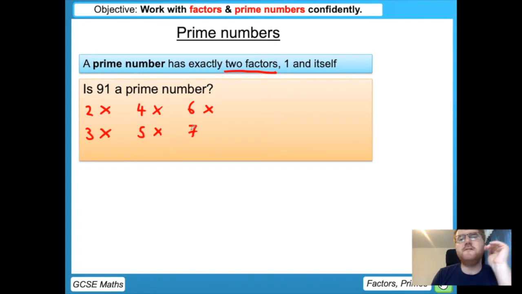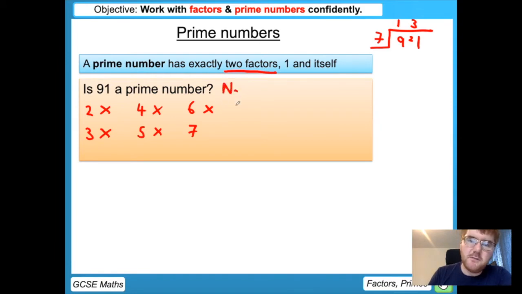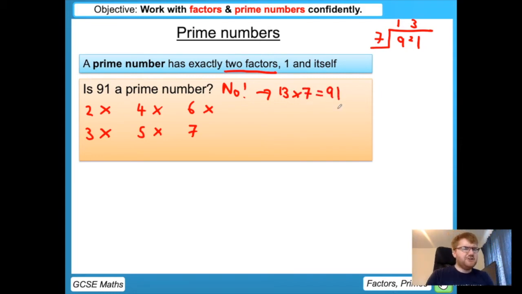Now there is no rule for 7, so we go to our trusty bus stop method to work out whether 7 goes in. Well, 7 goes into 9 once, remainder 2. 7 goes into 21 3 times. So it is not a prime number, and the reason is 13 times 7 is equal to 91. So we do need to check all the numbers that go into it, and don't just stop at 6. Do carry on and make sure you've checked all those numbers.